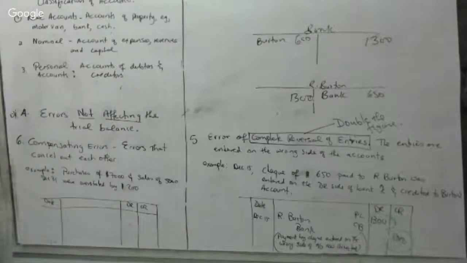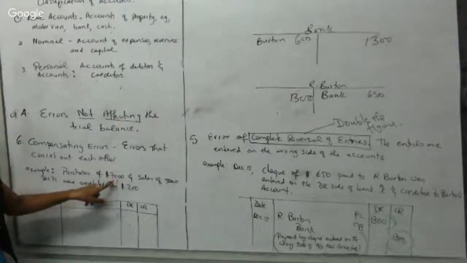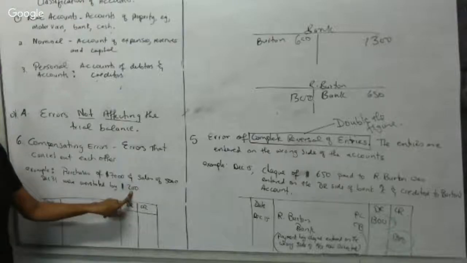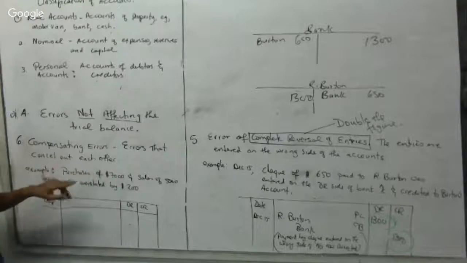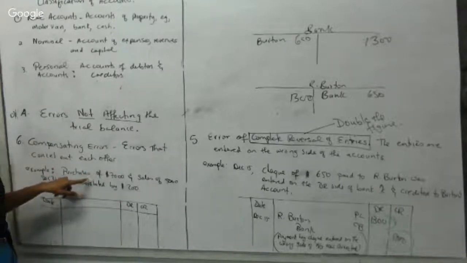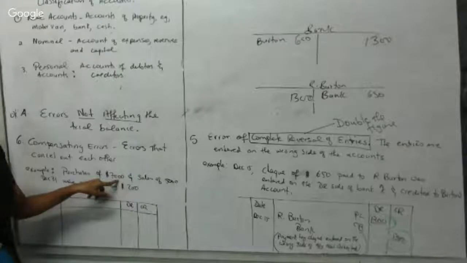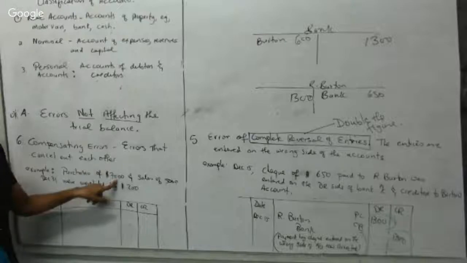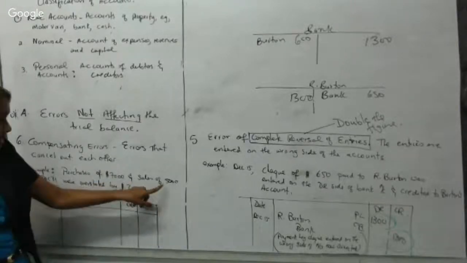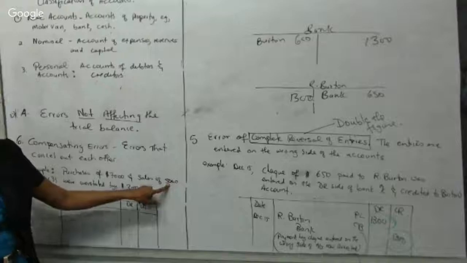So it means that our purchases of 7,000, if it was overstated by 200, were supposed to be 6,800, right? No, hold on, that's not correct. Purchases are supposed to be 7,000, but they would have had 7,200 recorded. And sales supposed to be 5,000, but they would have had 5,200.